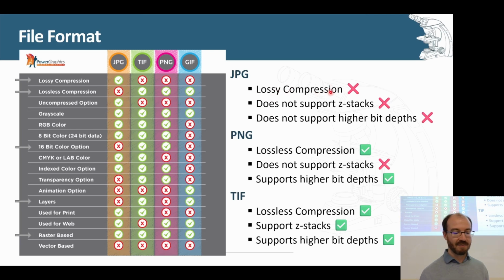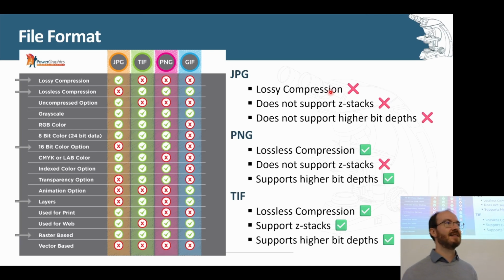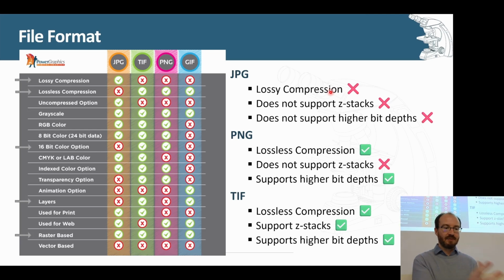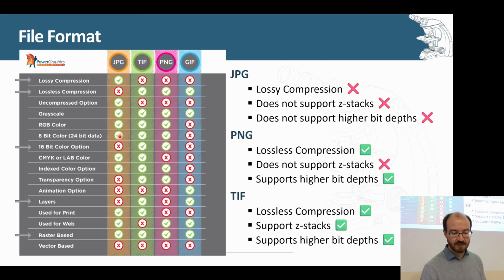The goal of JPEG is to make images as small as possible so that they can be transferred over the internet and things like that. And you just want to get a good representation of your image to the other side. You don't care about the perfect representation. It also doesn't support Z-stacks if you work in that domain, like confocal, for example. It also doesn't support higher bit depths, so you're stuck with 8-bit images. 8-bit for each of red, green, and blue, so that's why it says 24-bit in total.